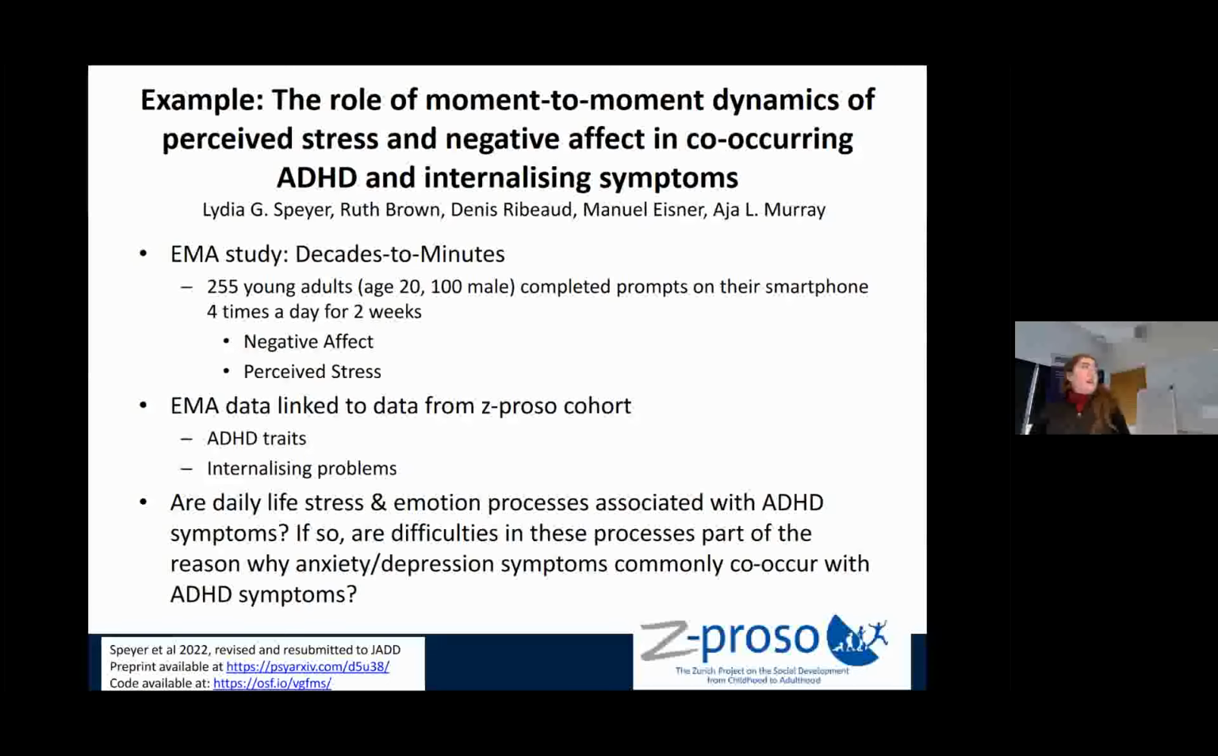The data set I use here is part of the SET-PROSA cohort, which is a longitudinal cohort study based in Zurich in Switzerland. The SET-PROSA cohort has been following the lives of around 1,500 children from when they entered school to now; they're starting another wave of data collection this year. Within that cohort, they've got a sub-study, an EMA study, ecological momentary assessment, where 255 participants completed prompts on their smartphones 4 times a day over a 2-week period. On those prompts, they completed some questions on their current mood and their current stress levels. And we link those EMA data to the ADHD traits and internalizing problem data from the larger SET-PROSA cohort.